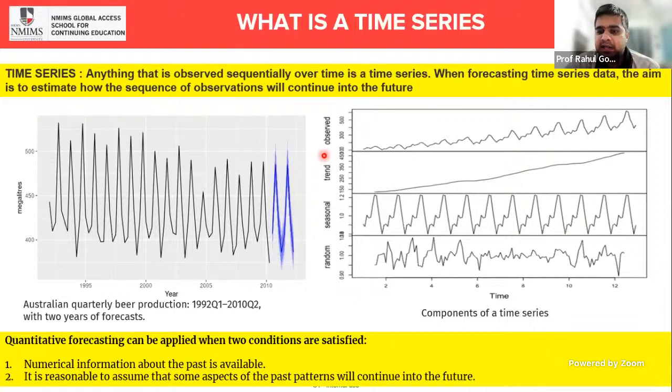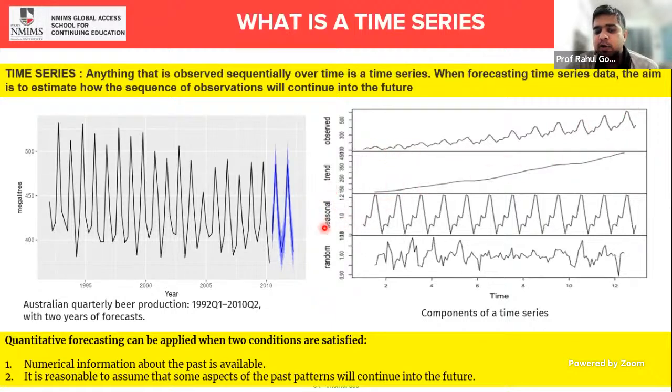Now, when you look at any time series, basically there are four components. Let's say this is the time series which is being observed, or when you plot the data of a time series, you see this particular graph. Now you can decompose this time series into four components. One is called a trend. We can clearly see that there is an increasing trend in this time series. So this is a plain trend.